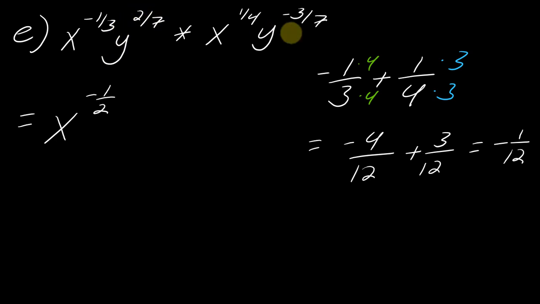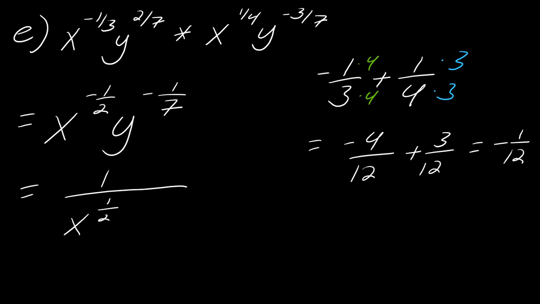Now the good news is that the y's have the same denominator. So 2/7 minus 3/7, that's going to equal y to the negative 1 over 7. But as a rule of thumb, we can't have negative exponents in our final answer. So what I'm going to do is I'm just going to take both of these variables and I'm going to send both of them to the denominator. And then that problem is done.